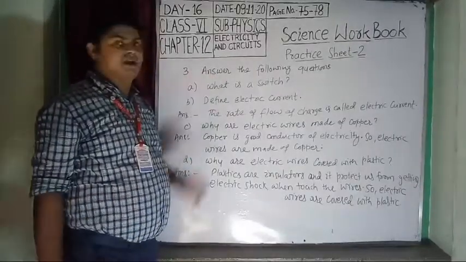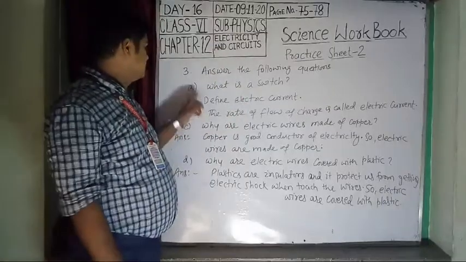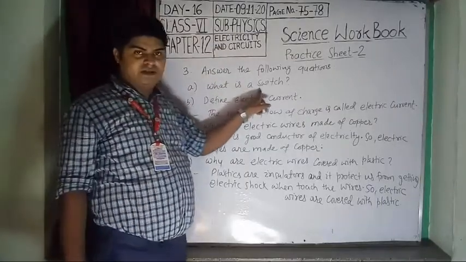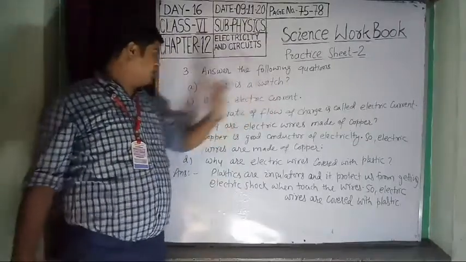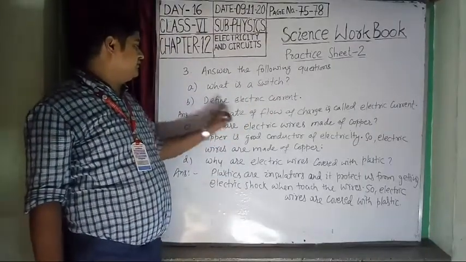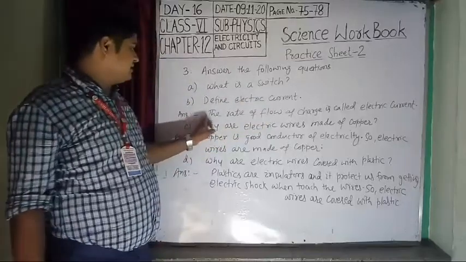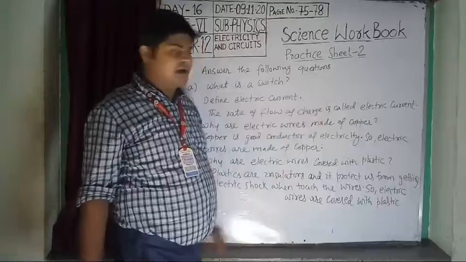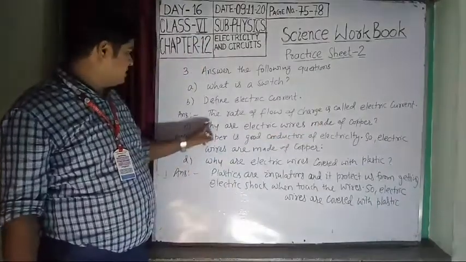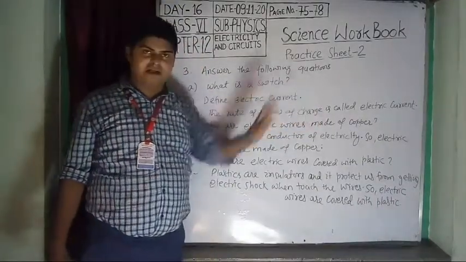Now let us see question number 3. Answer the following questions. Question A, what is a switch? I have discussed this so many times, so you will write by yourself. Question B, define electric current. Answer: the rate of flow of charge is called electric current.